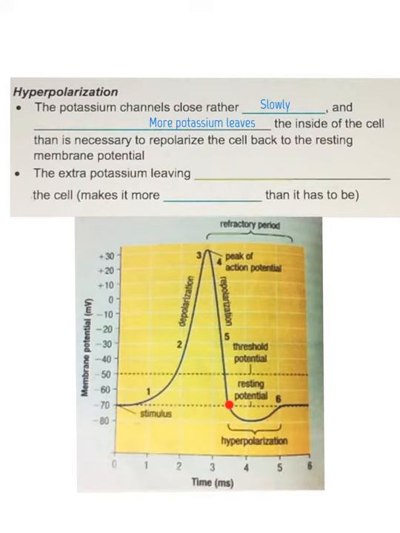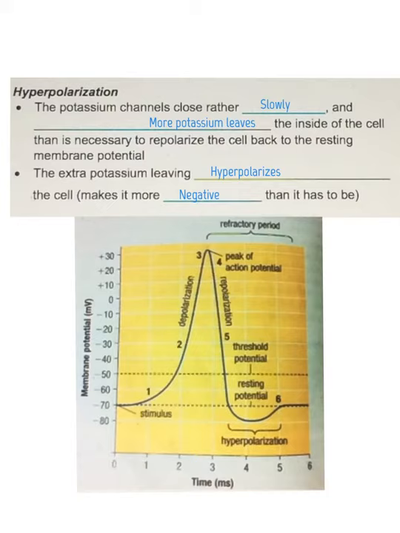And so you get this little dip down here because we've pushed so much potassium outside of the cell that we've actually gone below negative 70. And that extra potassium is leaving, and what it does is it hyperpolarizes the cell, okay? We call that stage hyperpolarization because it goes too polar, it gets too far into the negative. It makes it more negative than it needs to be.